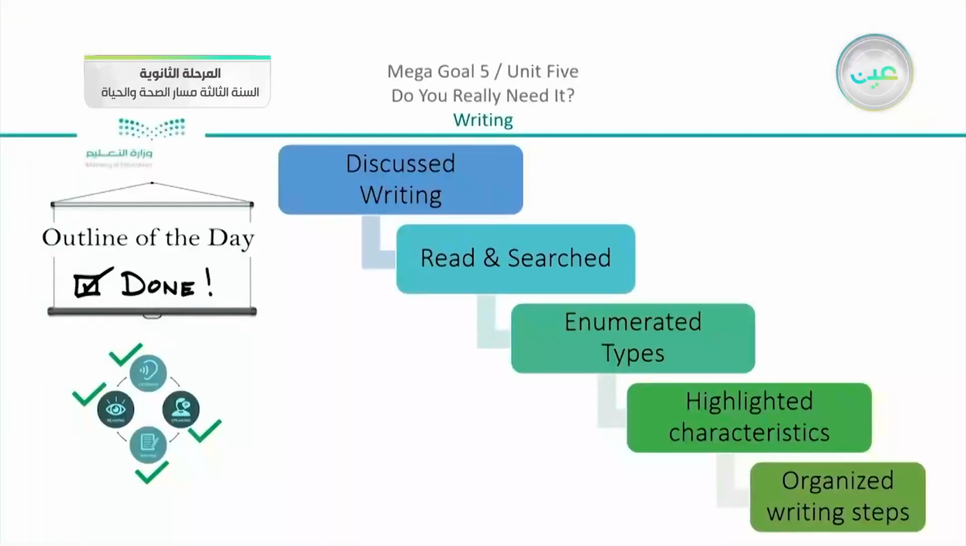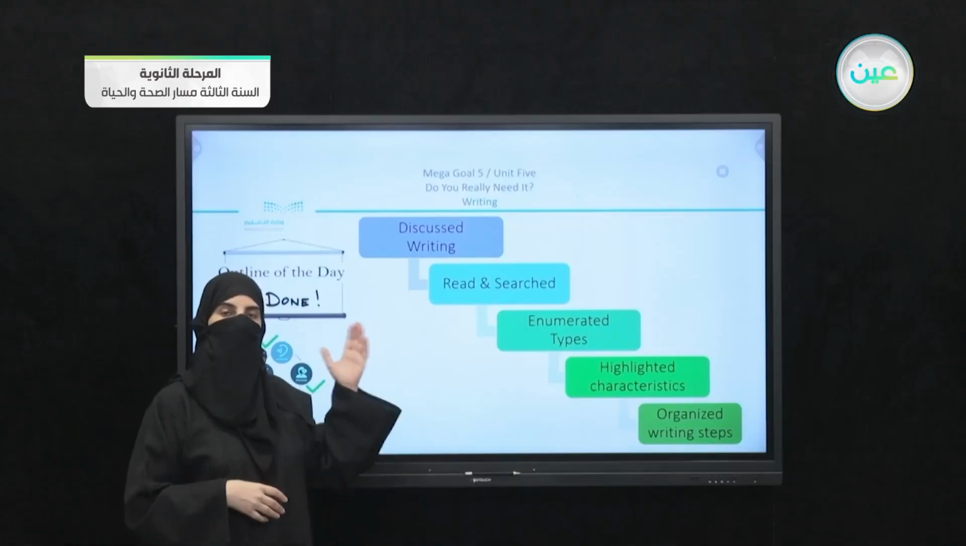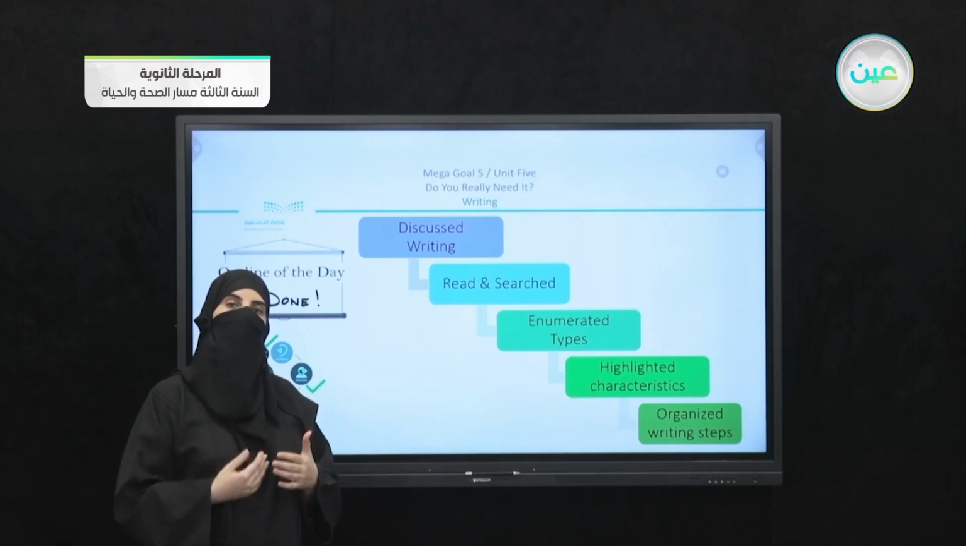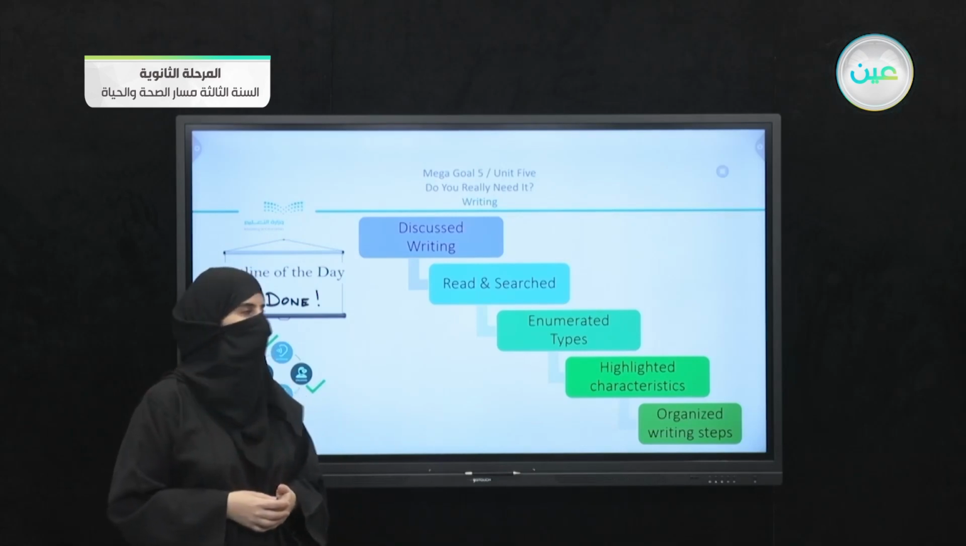We collected our thoughts. So just to summarize what we have done in our lesson, we discussed writing in general, the topic, so either it is handwriting or typing. We read and researched in our last lesson. We enumerated the types, and of course we can see that the thoughts that we have collected from the last lesson have affected our thoughts now.